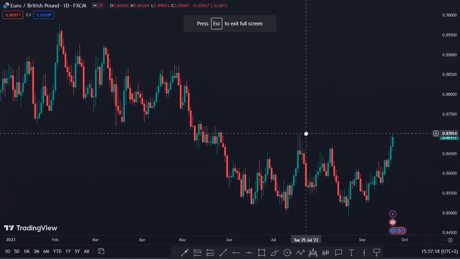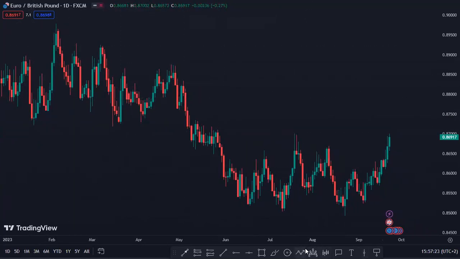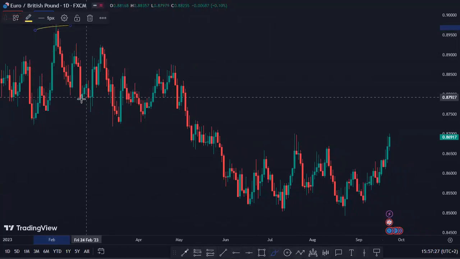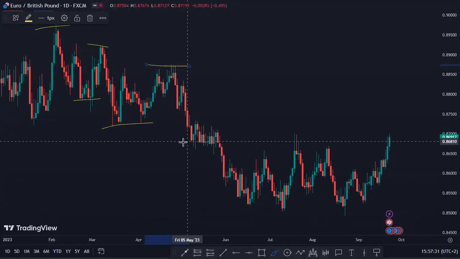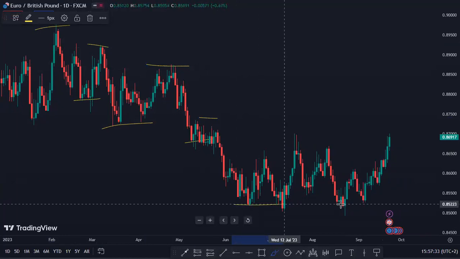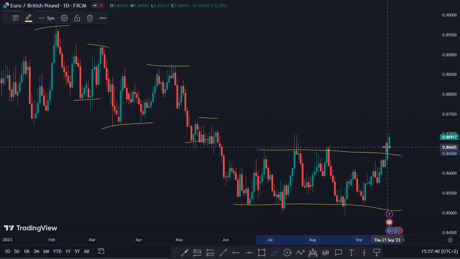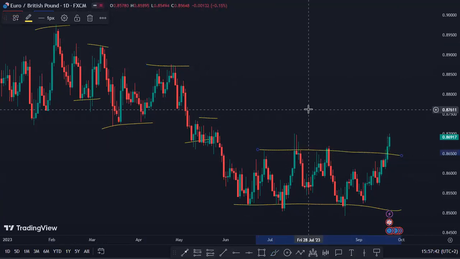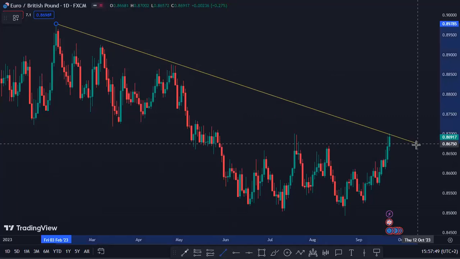So here, Euro GBP, you can see that the market has been moving with lower low, lower high, lower low, lower high, then lower low, lower high, and then it came back here and started ranging between these two levels. You can see the market was ranging until it gave us a breakout here, and that's when price just started shooting up. Let me see if I can connect trend lines here to see if I can connect market structure.